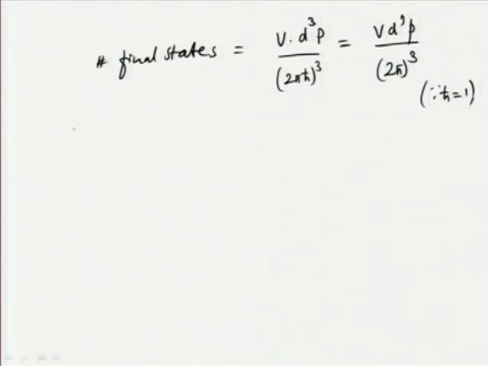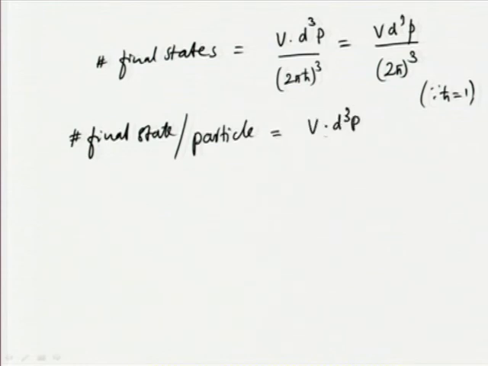So, the number of final states: we said in volume V we have essentially 2E number of particles, that is what the normalization told us. So, 2E particles in V volume will give you the final states available for one particle, equal to V d3P over (2 pi)^3 2E. For 2E it is this much, and then for one particle it is 1 over 2E of this.